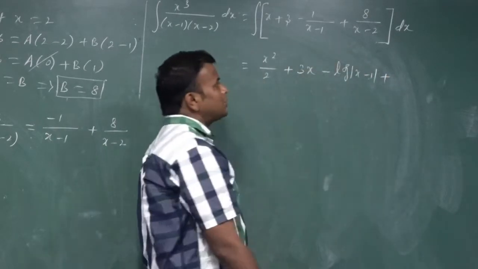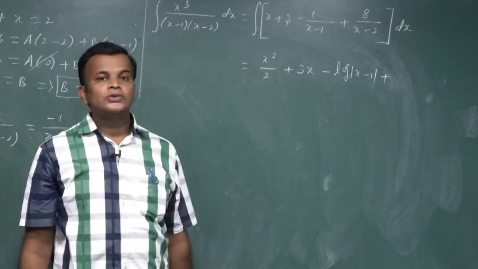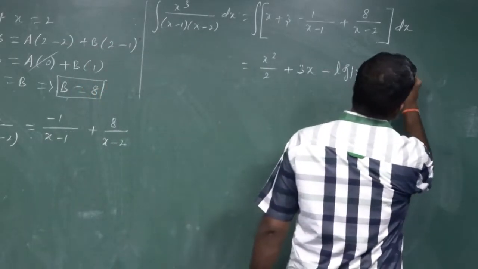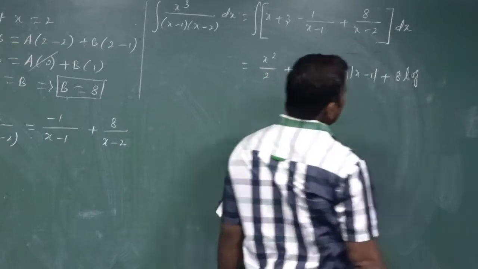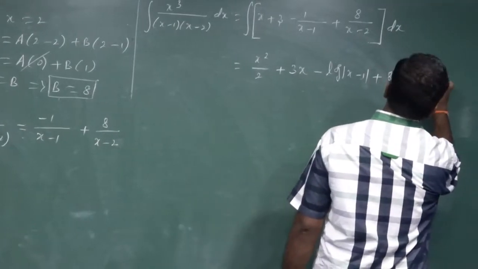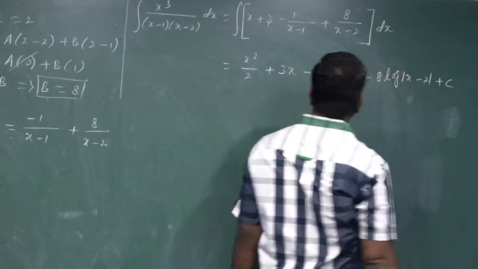Plus. The next symbol is plus: 8 divided by (x minus 2). In 8 divided by (x minus 2), 8 is a constant, so I will take 8 outside. The remaining formula is log of modulus of (x minus 2) plus c.